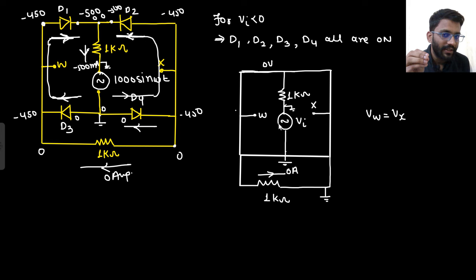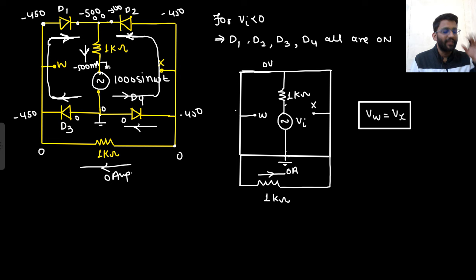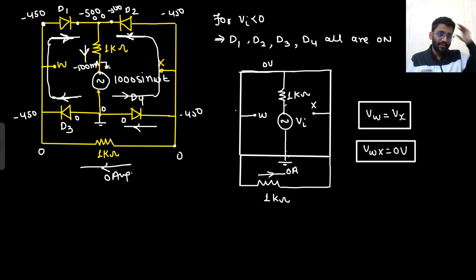But we know one thing, that both potentials will be the same. But it's not necessary that both potentials will be 0 because we just assumed the ground. Are you getting this point? So it's not necessary that VW and VX would be 0. A simple point in the exam: if they ask whether VW and VX are equal or not, they are equal, but they are not equal to 0, right? So VW and VX are equal, so VWX is equal to 0 volt, right? So this is the answer, that VWX is always 0 volt, okay? That is the answer, right?